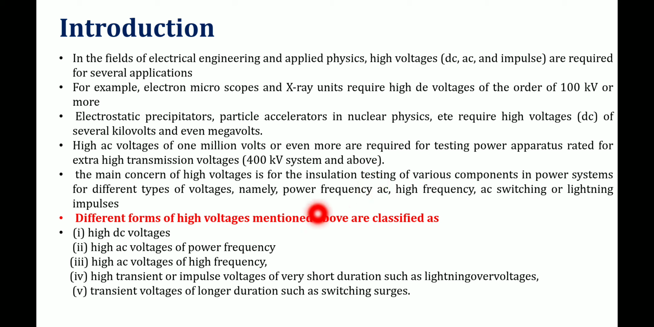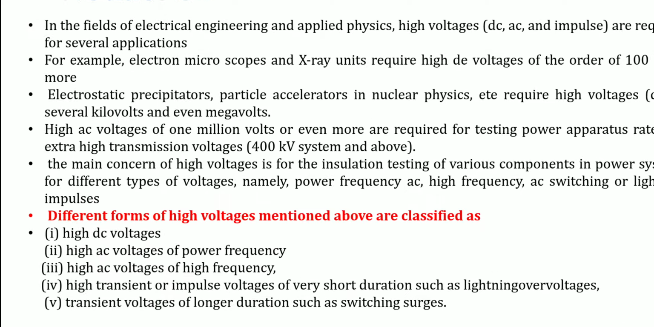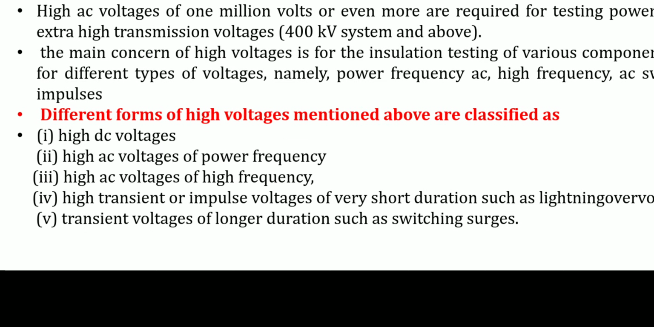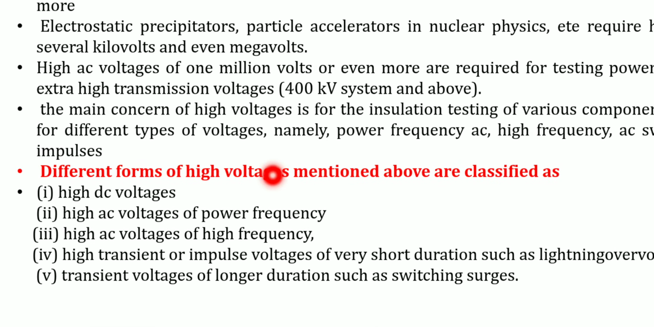Next we'll move on to the different forms of high voltages. We'll list them out one by one. The first one is high DC voltage and the second one is high AC voltage. This high AC voltage is categorized at a power frequency and also at a higher frequency. High AC voltage of power frequency means 50 to 60 Hertz, the Indian standard frequency.